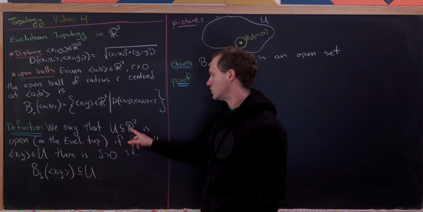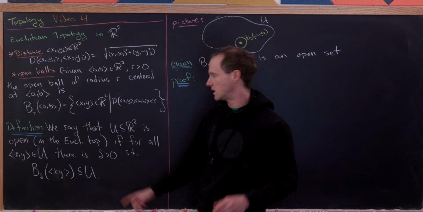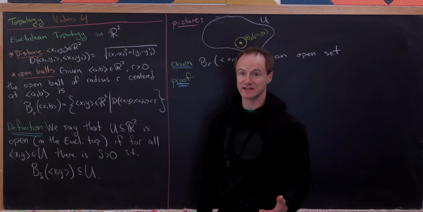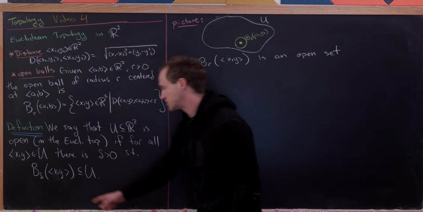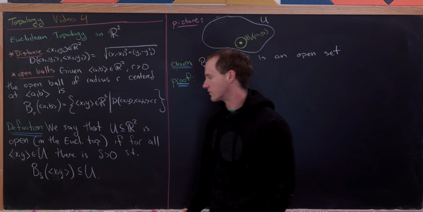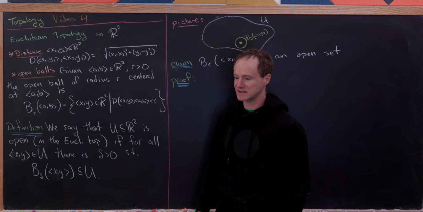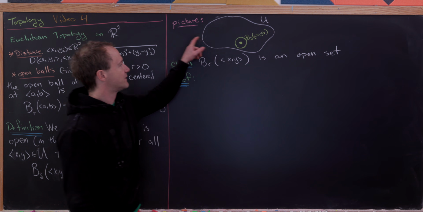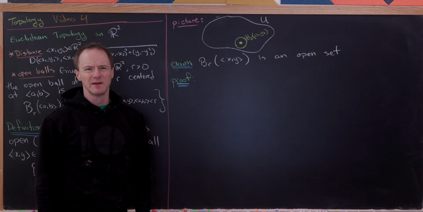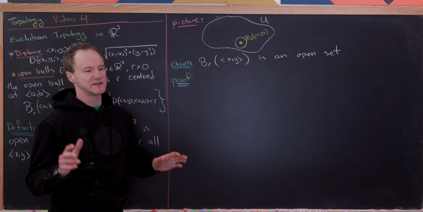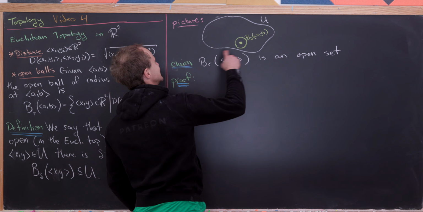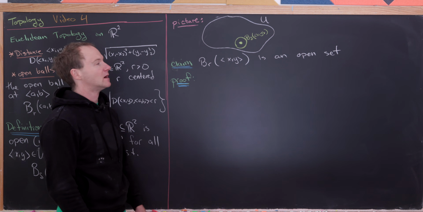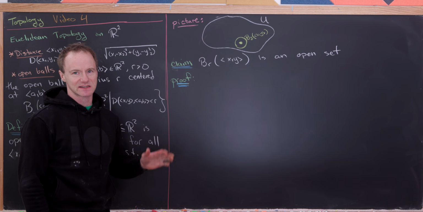We say that U, which is a subset of the plane, is open in the Euclidean topology if for all ⟨x, y⟩ in this set, there is a delta such that the ball centered at ⟨x, y⟩ of radius delta is totally contained in the set. Here's a little picture of what's going on. We've got this set U in the plane, and since it's an open set, we should really have a dashed boundary, because as we'll see later, it won't include the boundary. But we'll leave it like this because that's a little harder to draw.